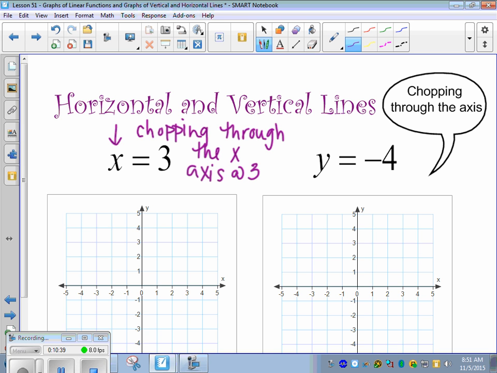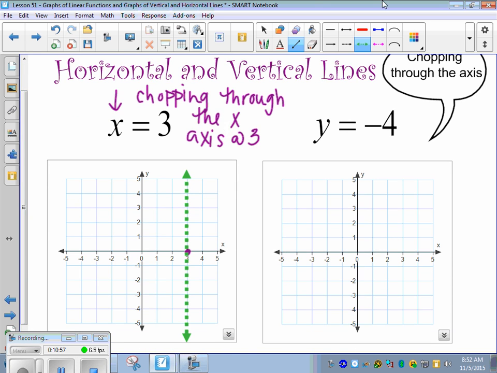Nice. So if it's chopping through the x-axis, I have x equals 3 right here. It's chopping through my x-axis, and it's going forever in both directions. So an x equals line is always going to be a vertical line chopping through the x-axis. Vertical line. So probably in a little section of your notes say that x equals 3, it's chopping through the x-axis at 3, and it's a vertical line. So any line that just says x equals something with nothing else on it is just a vertical line.